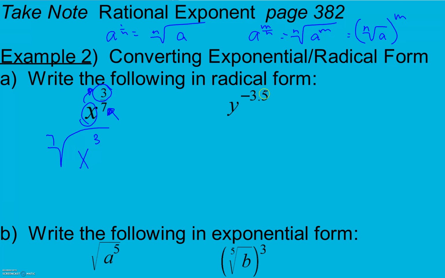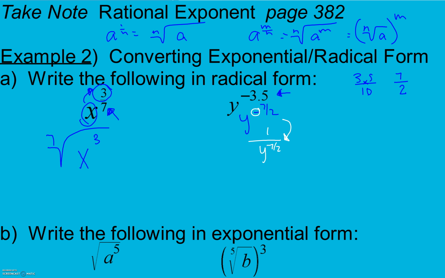In the second part here, I'm going to rewrite this as a fraction. So 3.5 over 10, 1 decimal place gives me 35 over the 10, if I divide by 5, gives me 7 over 2. So this is the same as y to the negative 7 over 2 power. Now, in order to make this a positive exponent, we move it to the denominator, make it positive, and our numerator becomes 1.